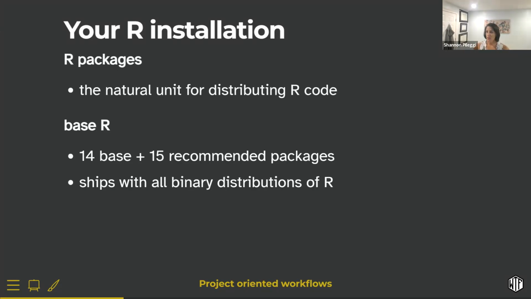Base R, when you just install R out of the box, does actually come with what we call 14 base and 15 recommended packages. And these come every time you install or update R. So that's 29 packages you get by default.